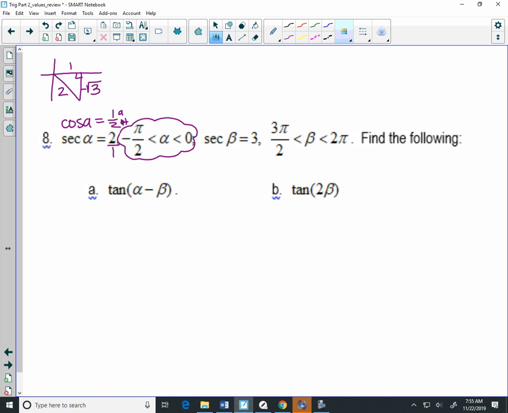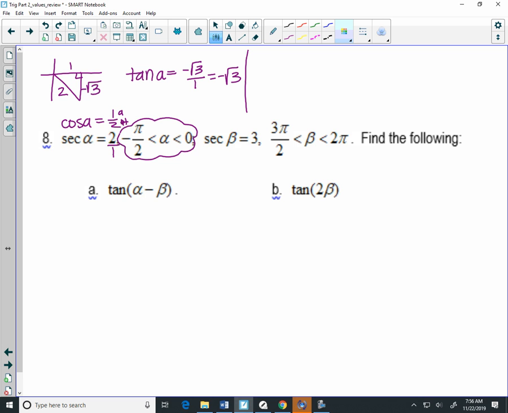We are dealing with tangents here, so what we need is tangent of A. And tangent of A is going to be opposite over adjacent, which is just negative radical 3 over 1, which is just negative radical 3. So there's our tangent of A.